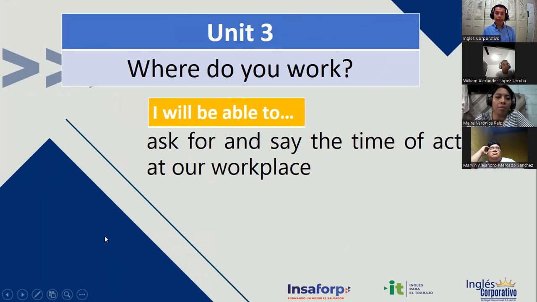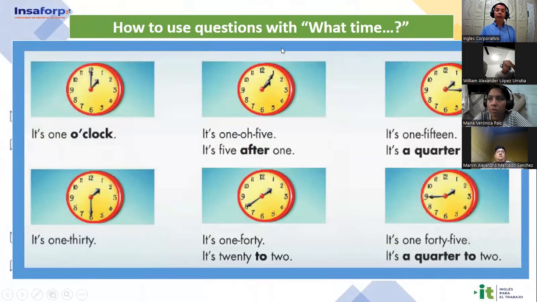I will be able to ask for and say the time of activity at our workplace. Okie dokie, thank you. Now, look here the time, right? What time? Is 1 o'clock? Is 1:05? You know, O es un cero, ¿no? Un cero ahí. Entre el 1 y el 10, en el reloj análogo, tenemos un cero. No decimos 5, sino 05, 06, 07, 08, 09. Entonces decimos en inglés 1:05. And then it says 5 after 1, después de la una. 5 minutos han pasado de la una.